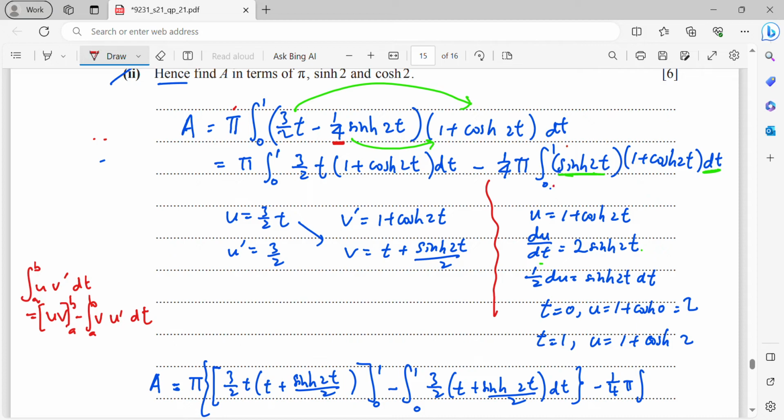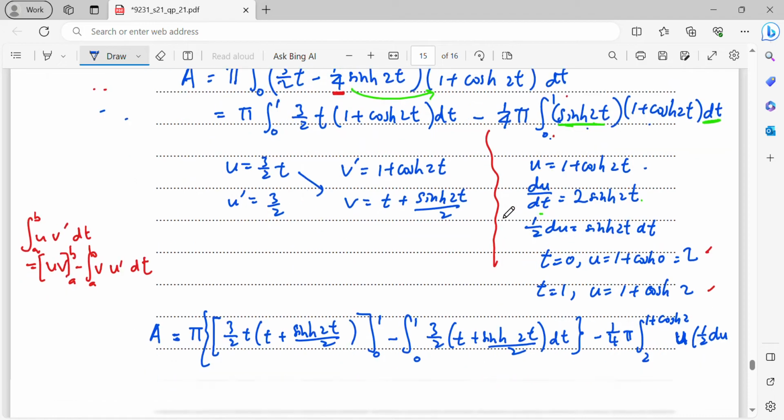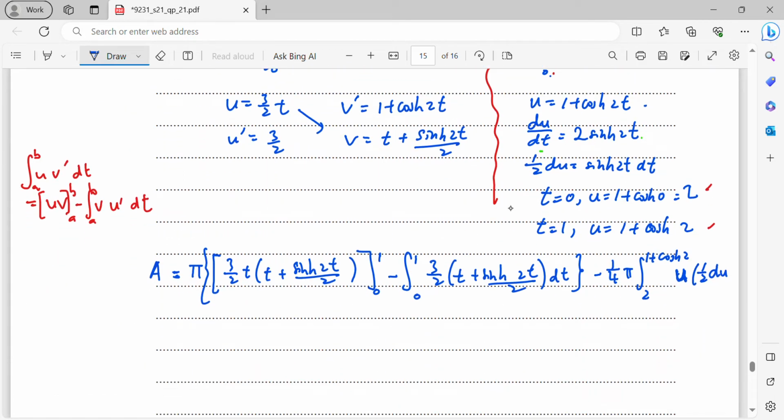Now the limits 0 to 1 become 2 to 1 plus cos 2. So here I will write 2 to 1 plus cos 2. And then 1 plus cos 2t is u, and the rest will be half du. So I have another half du. Okay, this is my differentiation. This is my integration after the substitution, the simplified integration form after my substitution.